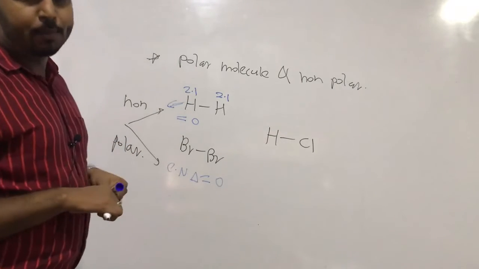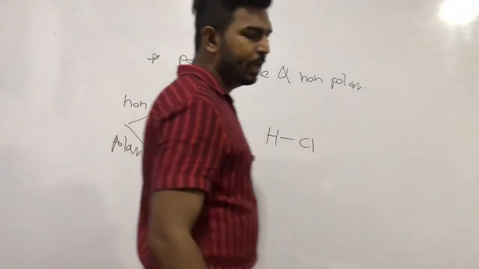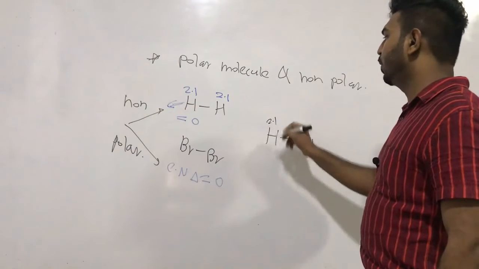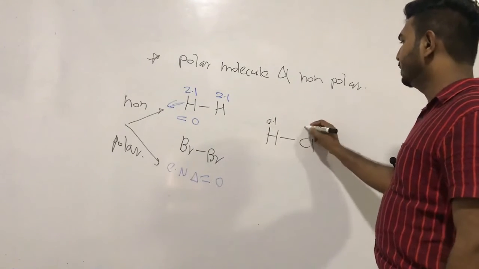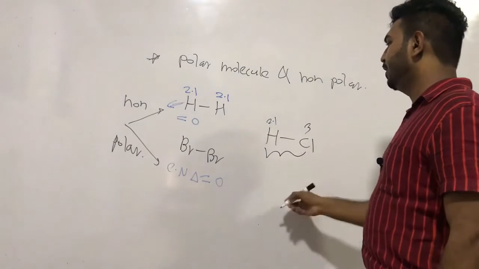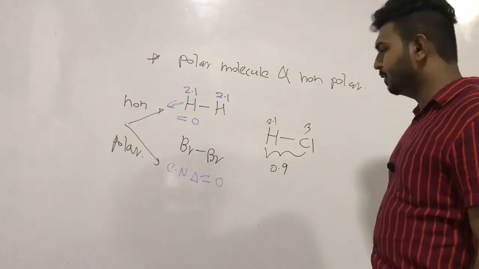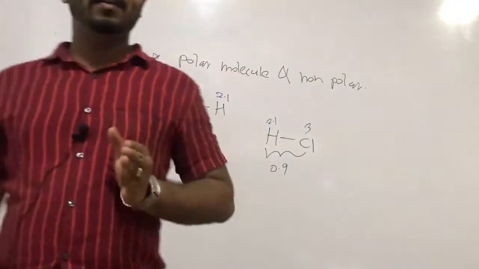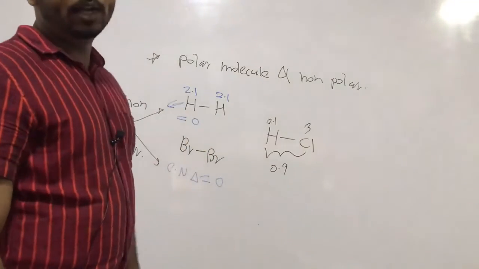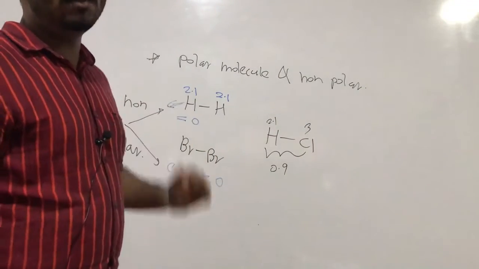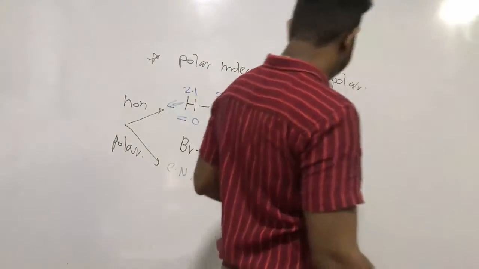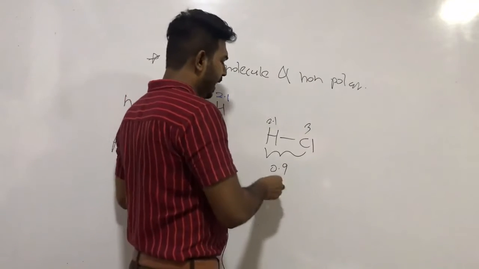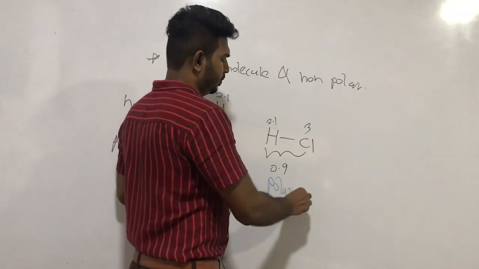Then if we consider this molecule, this one has 2.1 and this one has 3. So there is an electronegativity difference of 0.9. So we call these molecules with an electronegativity difference polar molecules. Since this one has an electronegativity difference, we call this a polar molecule.